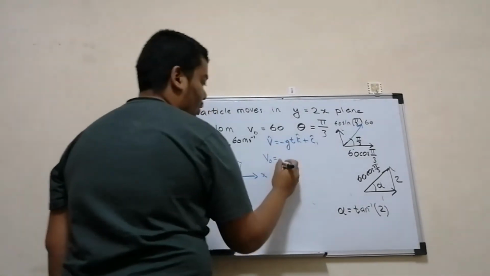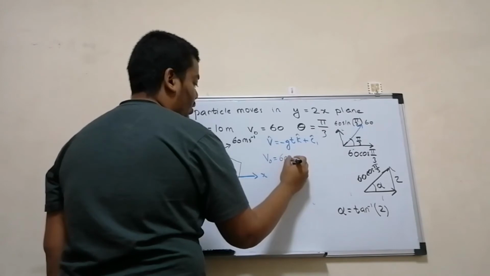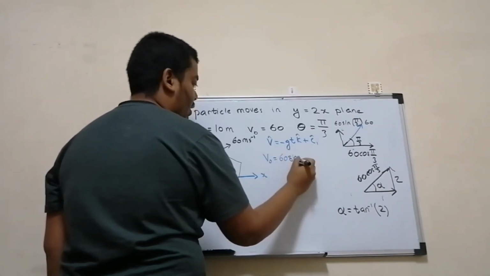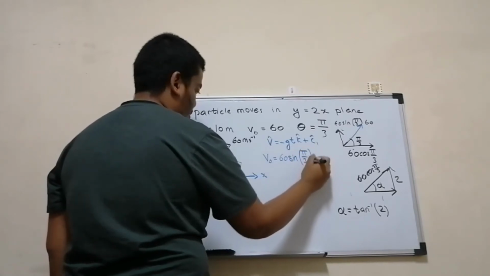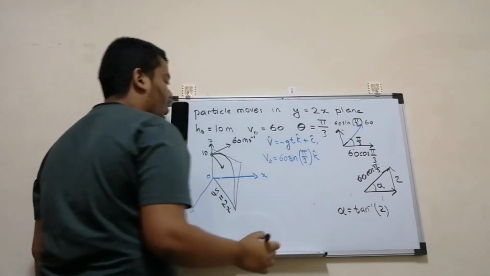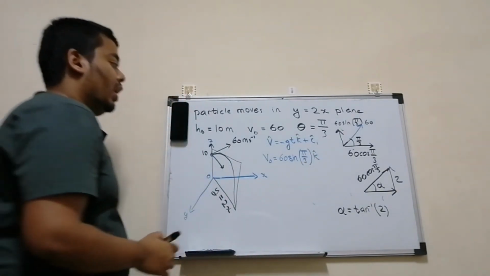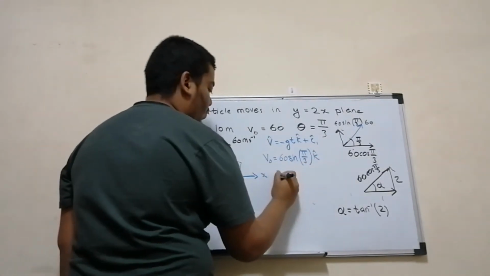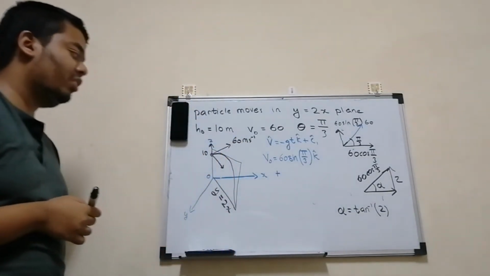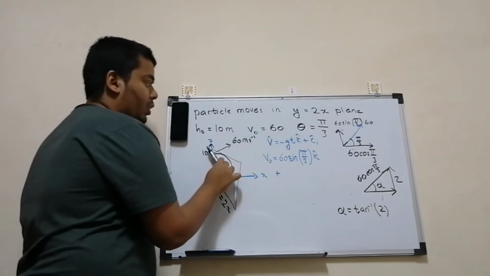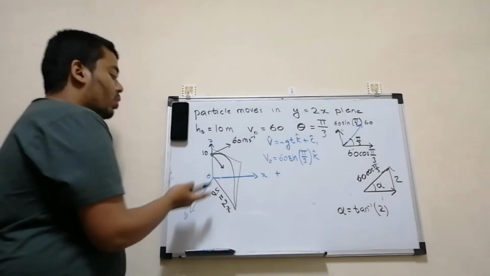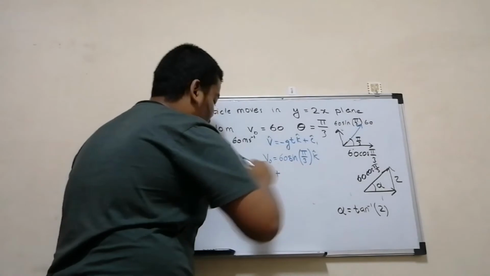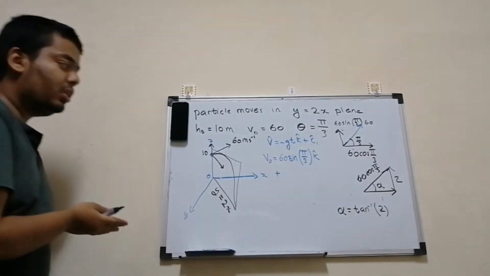So it will be 60 sine pi upon 3 k. Now, the horizontal component of the velocity actually has two more components. One component will be in the I direction and one component will be in the j direction.